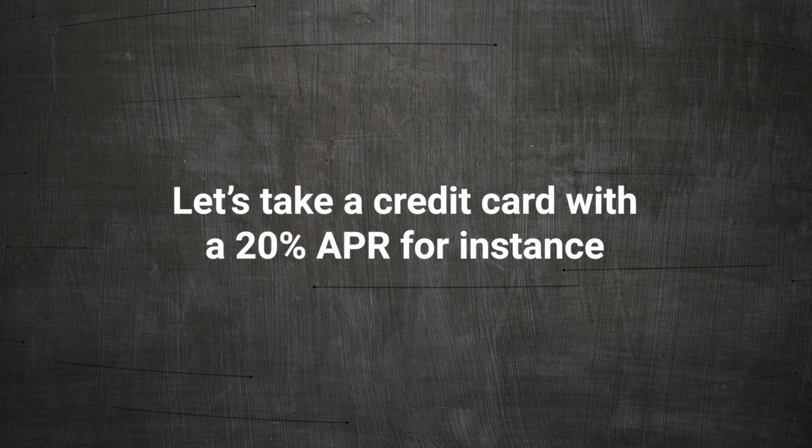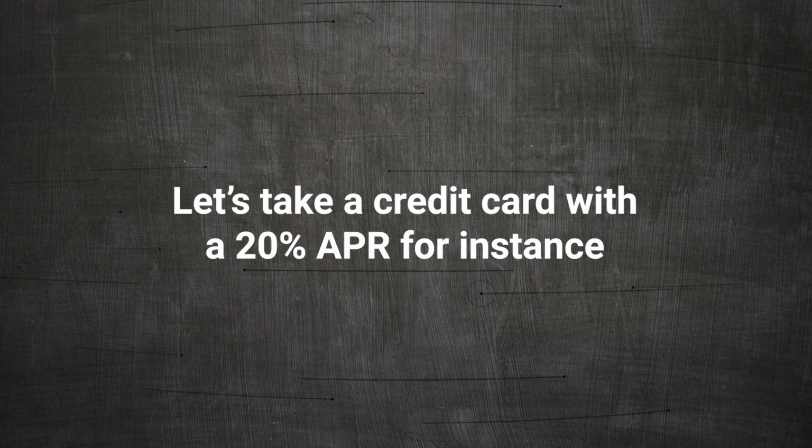Let's take a credit card with a 20% APR for instance. The 20% APR indicates that, over the course of a year, you'll owe interest equivalent to 20% of your outstanding balance. But because most credit cards calculate and compound interest daily, if you carry a balance month to month, the effective interest you pay will actually exceed 20%. So while APR gives you a general sense of cost, it can understate the actual amount of interest accrued if you don't pay off your balance regularly.